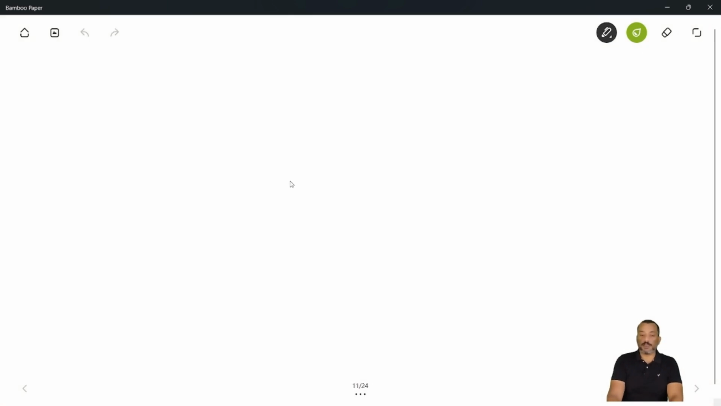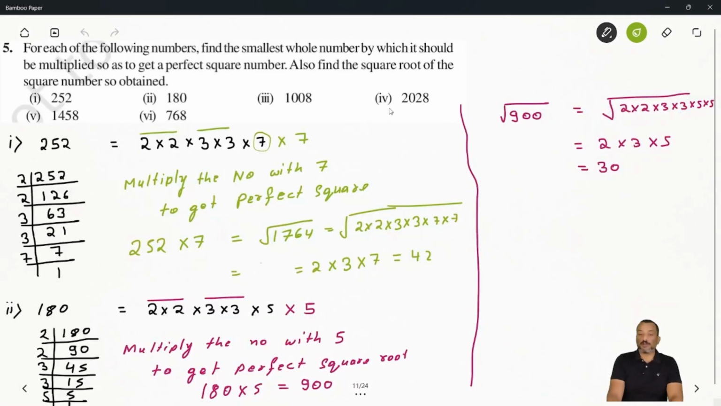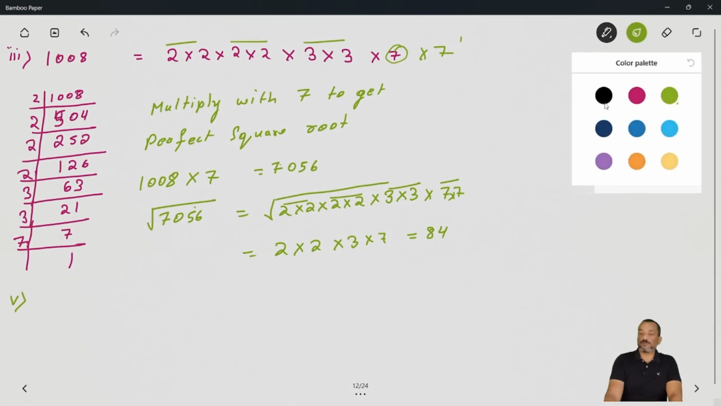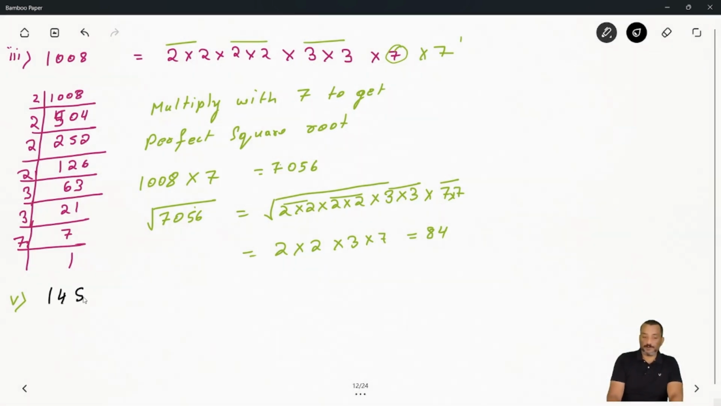Now let's try one last question. So here you can understand this one. You can do the fourth one at home. Let's try with the fifth one. So the fifth one is saying 1458. Okay, so question number five is 1458. Same way we will do the prime factorization of this one.